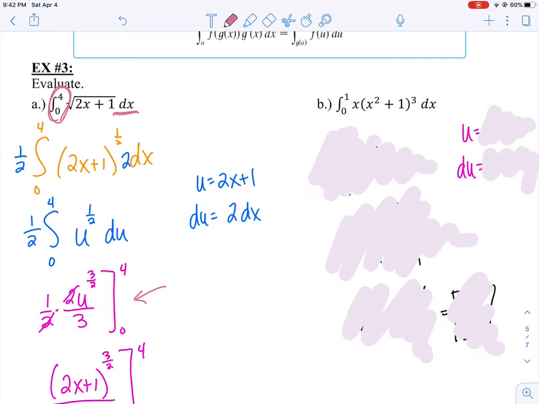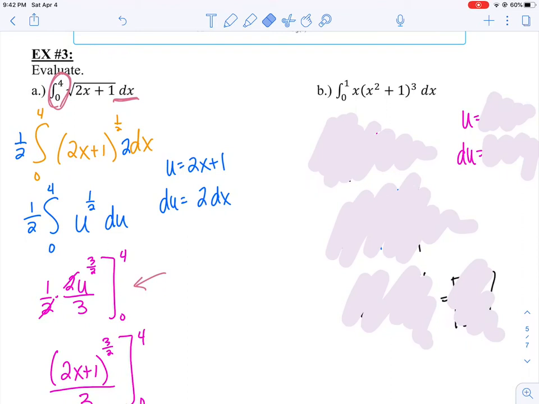And so maybe pause your video, see how far you can get with your u substitution piece, and then come back with me and we'll catch up with the integration and the limits idea.